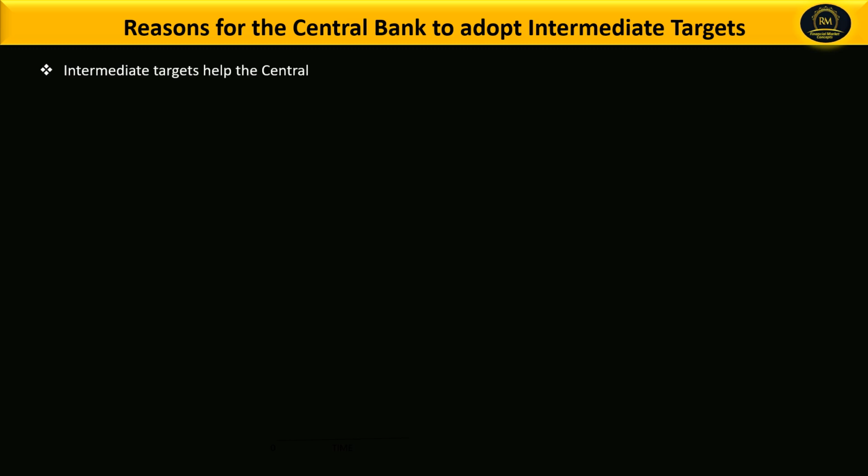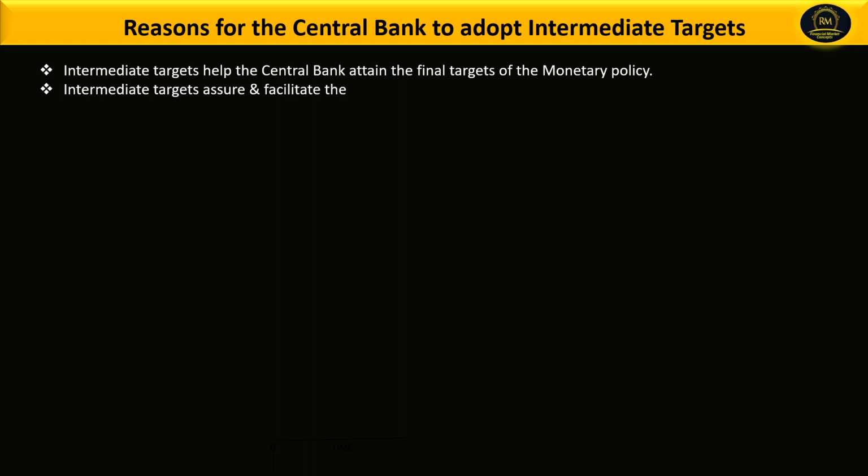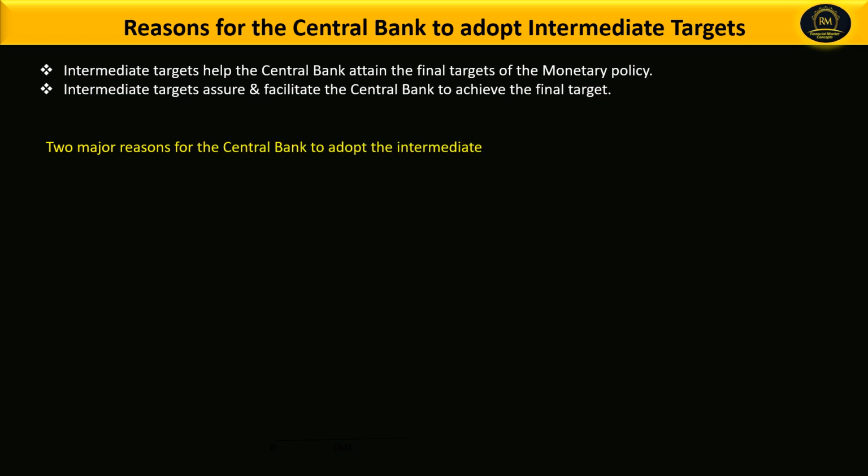Intermediate targets help the central bank to attain the final targets of monetary policy. No doubt, final targets are the true goals of monetary policy, but the only reason for aiming at an intermediate target is to assure and facilitate the central bank to achieve the final target. Let us see two major reasons for the central bank to adopt the intermediate targets.